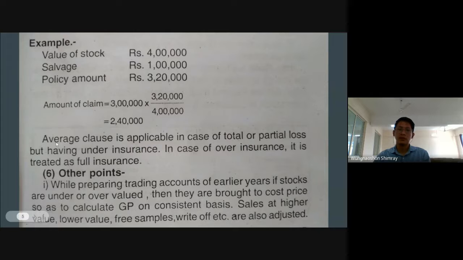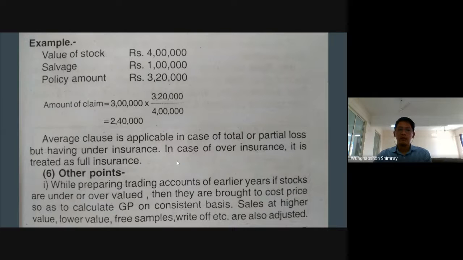So this average clause is applicable when we are having underinsurance. In case of overinsurance, it is treated as full insurance because the full amount is covered. So the policy amount is 3,20,000, but then the claim does not reach that amount, so we will have to use this average clause formula. In case it is overinsured, then it will be treated at full amount.